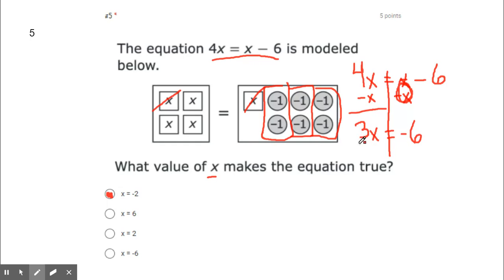Now I have 3 and x side by side. I'm going to do the opposite to undo this. So I'm going to divide by 3 since they were multiplying by 3. And whatever I do to one side, I've got to do to the other. So -6 divided by 3, same thing you'll get in the picture that we just did, x equals -2.